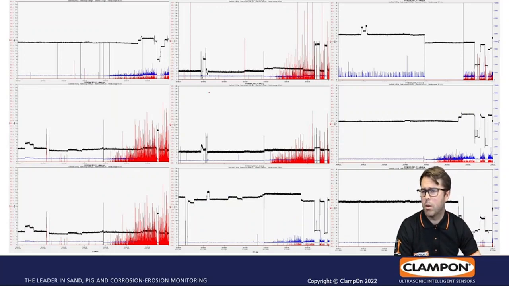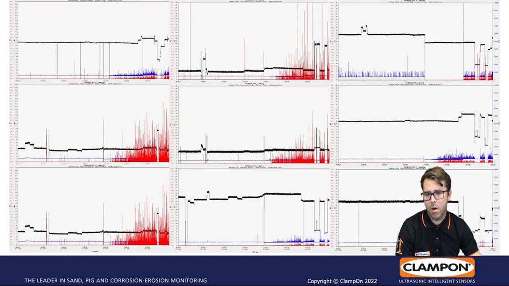This is another example. A client called us and had a lot of wells. Each trend here is a well with ASD. They had produced for years with no sand at all. Suddenly they got sand on all wells at the same time. You can see that at the same time here, something happened.